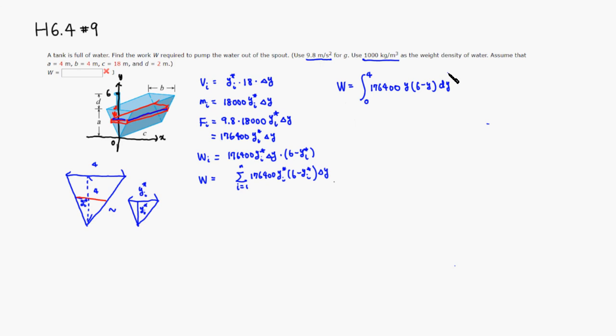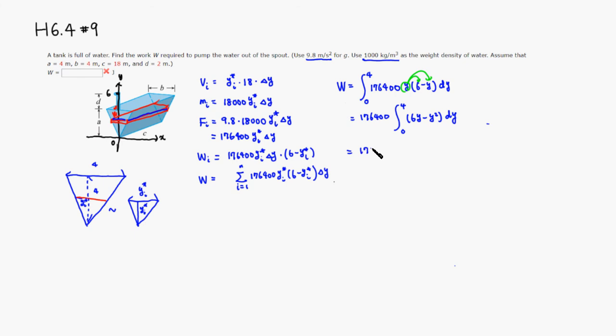So let's clean it up and define the integral. I'm gonna put the 176400 in front of the integral, so you have an integral from 0 to 4, and I'm gonna distribute the y to 6 and the negative y, which is gonna give us 6y minus y squared and dy. Right? So let's integrate that.